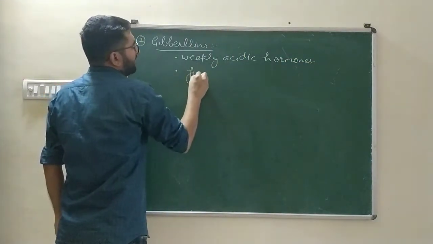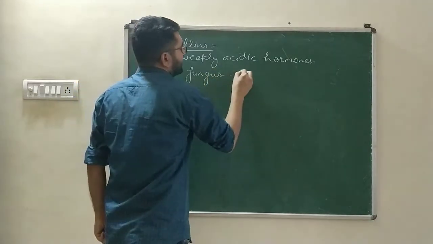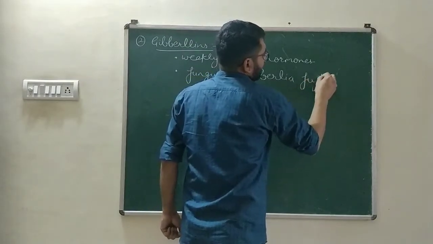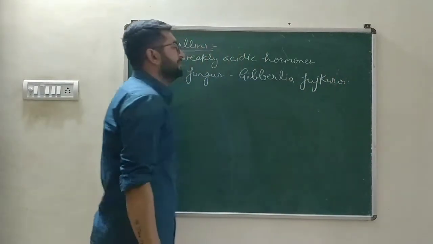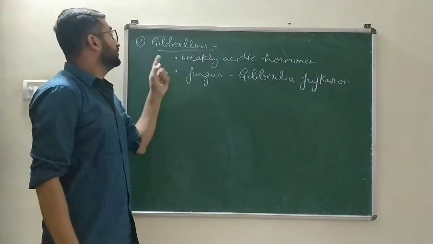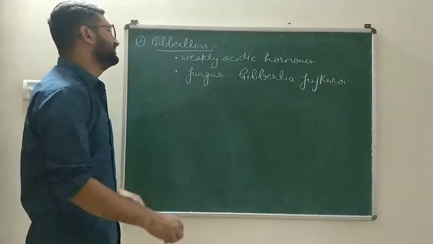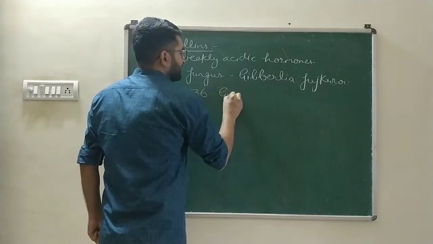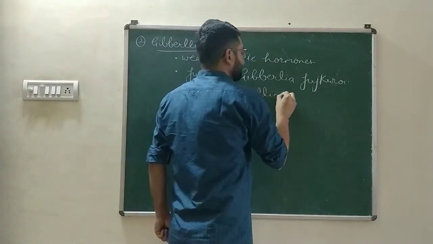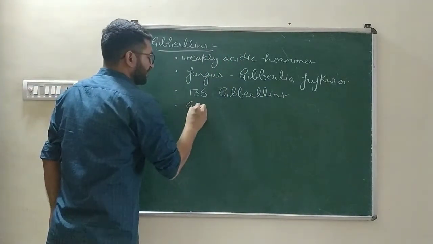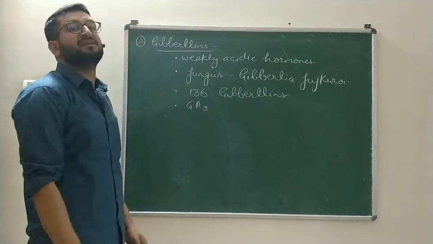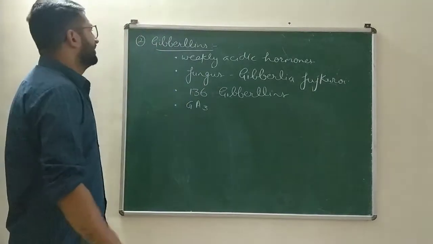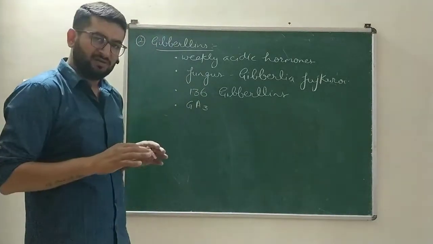They are named on the basis of the name of a fungus, that is Gibberella fujikuroi. On the basis of the name of this fungus, those hormones are named gibberellins. More than 136 gibberellins are known till date. The most common gibberellin is GA3, that is the gibberellic acid. That is the most common gibberellin known till date. Likewise, auxins, gibberellins are also natural as well as synthetic.